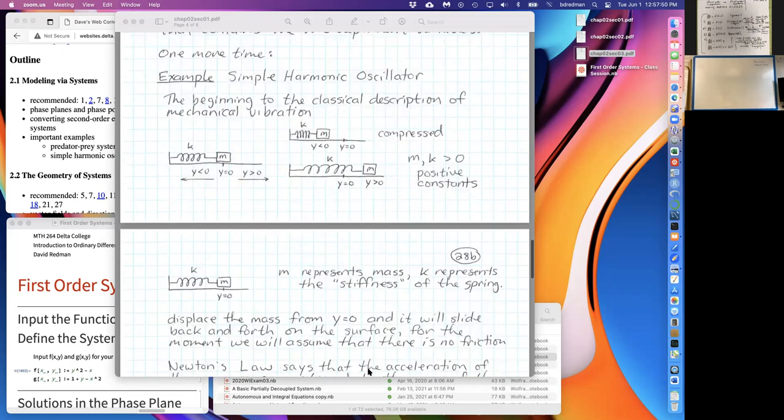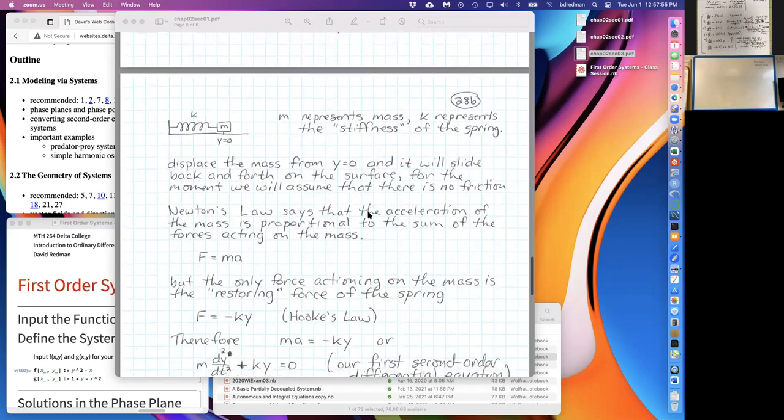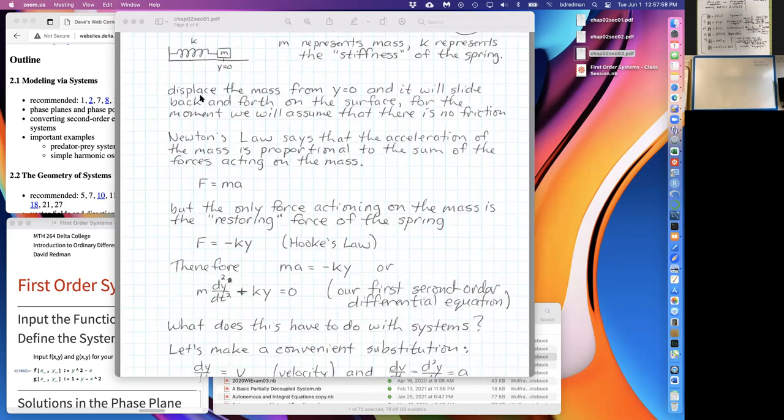I move on down the page here. So M represents mass, K represents what physicists call the stiffness of the spring. And by some standard physics, if we displace the mass from the origin, it will slide back and forth on this frictionless surface forever. And the way that it slides is governed by a differential equation, very simply, Newton's law, that says if an object is accelerating, it must be experiencing a force, and vice versa. If you apply a force to an object, you will accelerate it. And the force is proportional to the acceleration, vice versa.